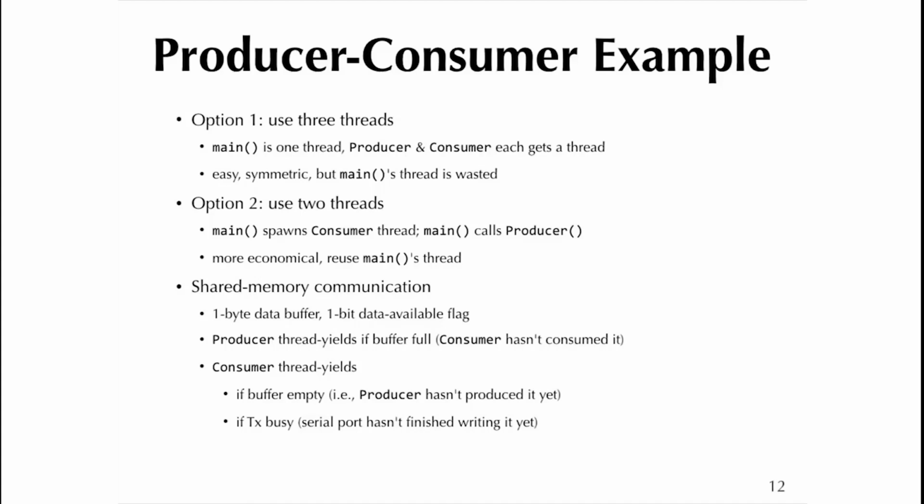So now if you do producer consumer, you actually have a couple options too. The first option is you start out with main, and then main creates two threads, one for the producer, one for the consumer. You remember that from last time, right? Like POSIX threads, pthreads, where you could do create, right?